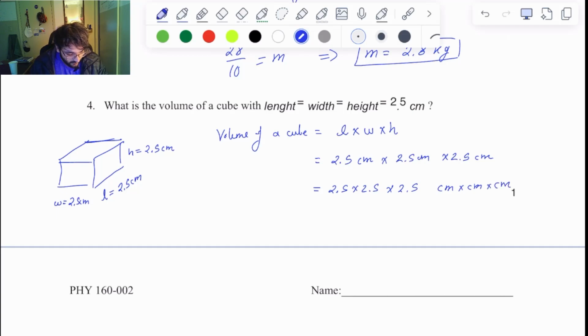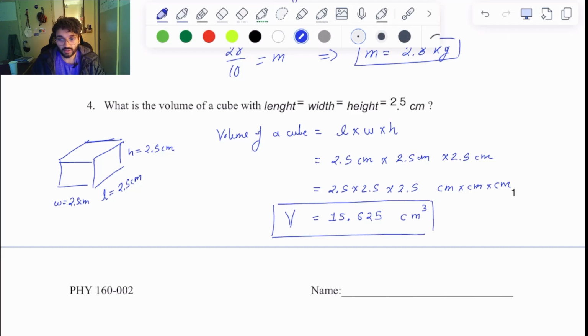So 2.5 times 2.5 times 2.5 is equal to 15.625, and centimeters times centimeters times centimeter is centimeter cubed, or centimeter to the power 3. So the answer is the volume of the cube is 15.625 centimeter cube.